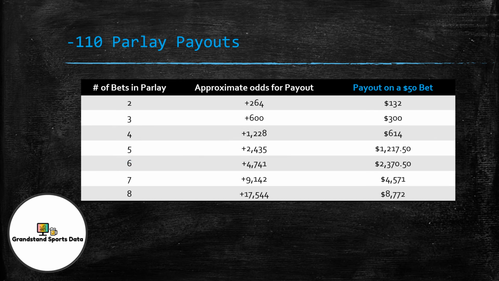So on this slide, this is very comparable from book to book. These are the minus 110 parlay payouts. On the left side is the number of bets. If you played 2 minus 110 individual bets into a parlay, the odds would be very close to a plus 264. Now remember, the payout would come to $132 in profit if you get both correct. This is projecting a $50 bet.